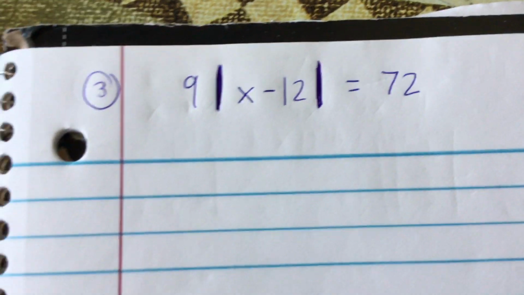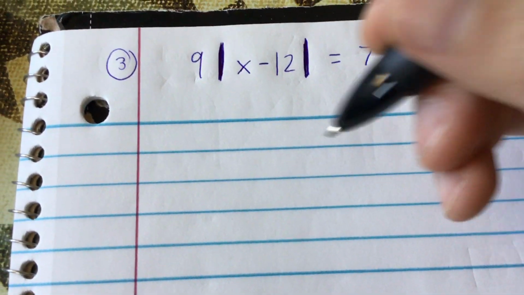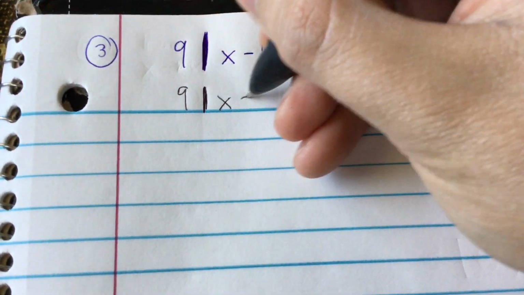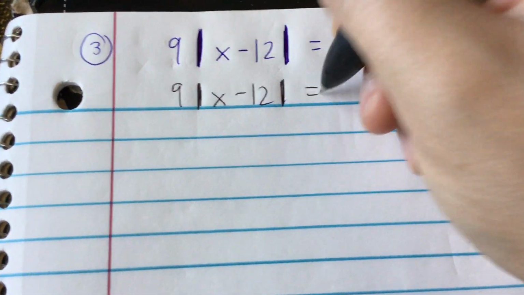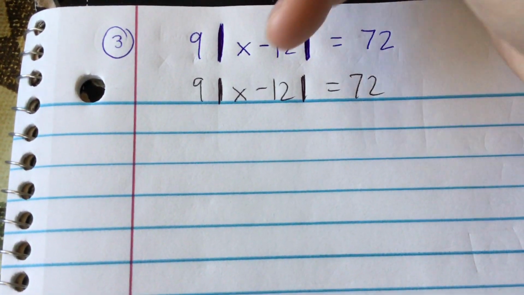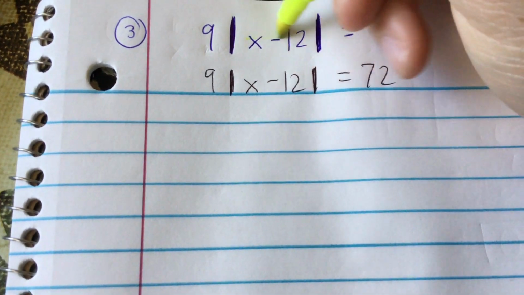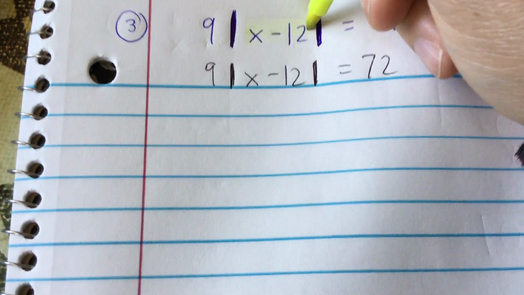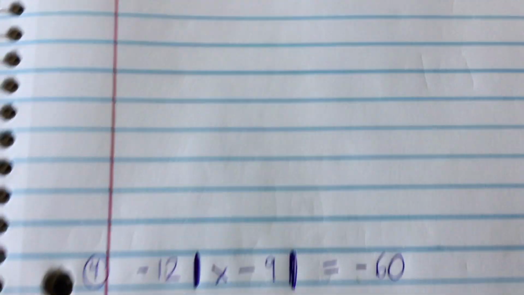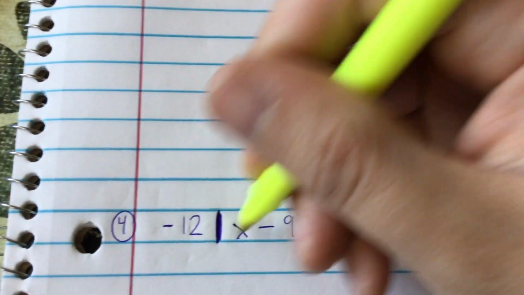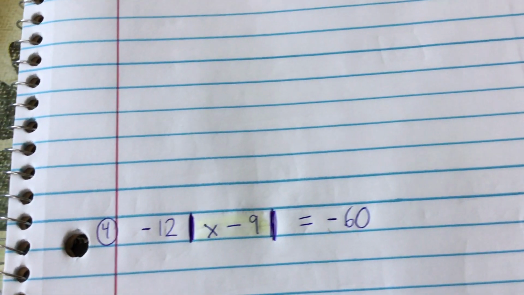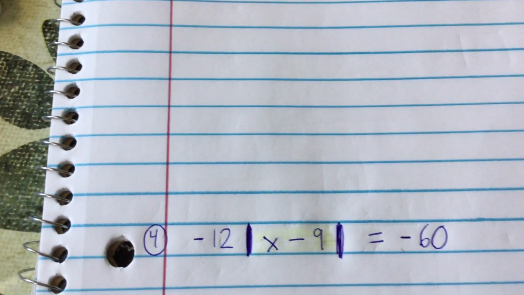So let's take a look at number 3. We've got 9 times the bars equals 72. So now I'm going to look at the bars and say this is 9 times bars. Just highlight that really quick. Yeah, it's running out of ink, but you get the idea.